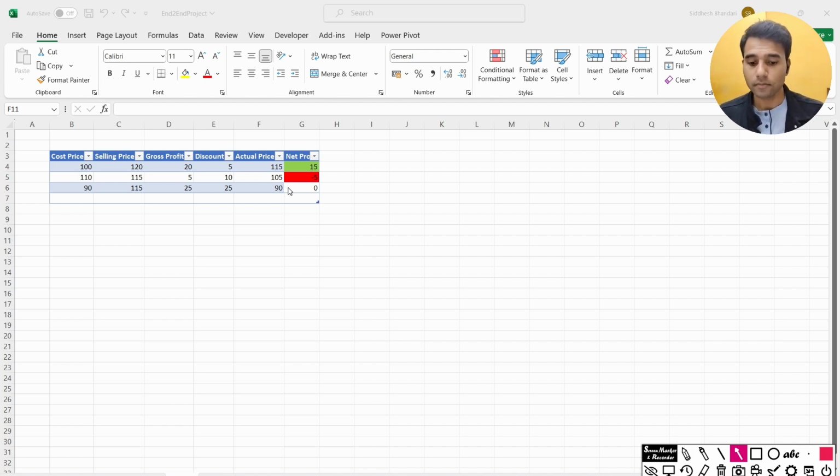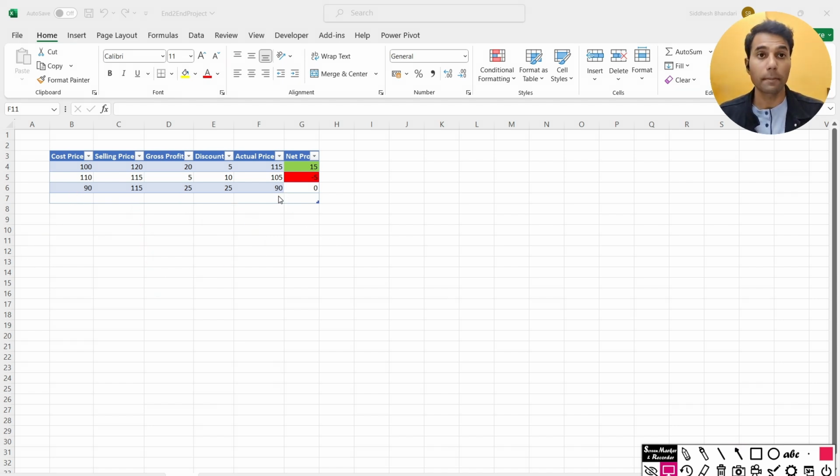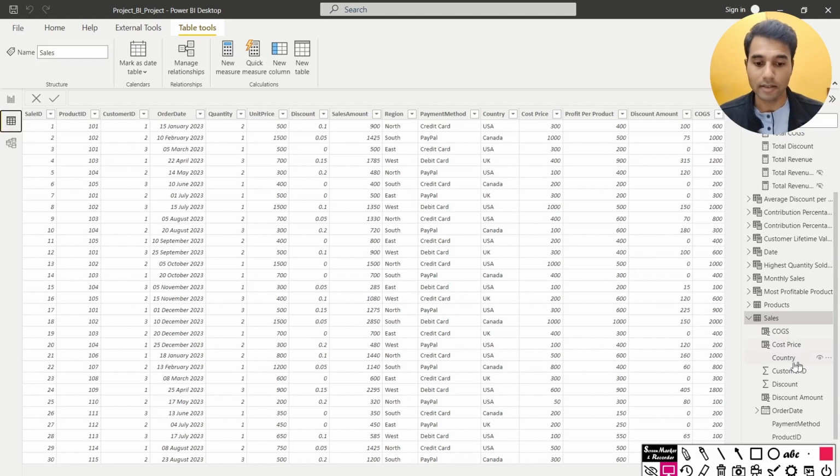So even though my gross profit reads as rupees 5 as positive, my net profit turns out to be rupees minus 5. And in the third case, my cost price is 90, my selling price is 115, my gross profit turns out to be rupees 25, but I give the same amount as discount as much as my gross profit, which essentially brings the actual selling price equal to the cost price, thus making it a no profit, no loss scenario. And this is what we are going to apply in our sales table as well. So let's go back to Power BI and let's head to our sales table.